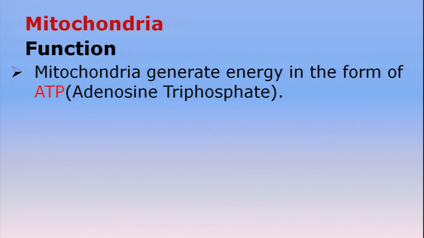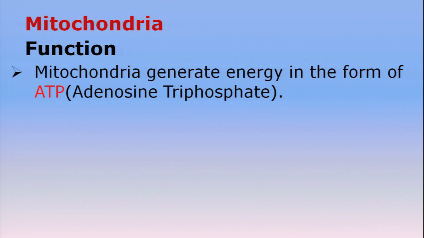Mitochondria generate energy in the form of ATP. So what is the need of generating these ATP molecules? You see, the food that we take in provides us energy, but we cannot get energy from the food directly. This energy needs to be converted into some usable form, and mitochondria do this function. They convert the energy in food into ATP, and the full form of ATP is adenosine triphosphate.